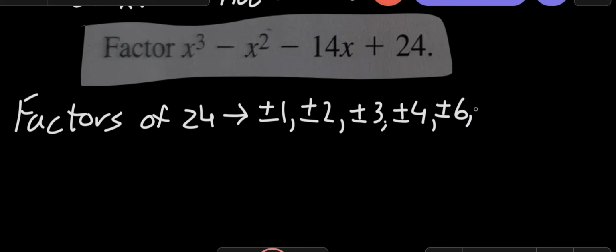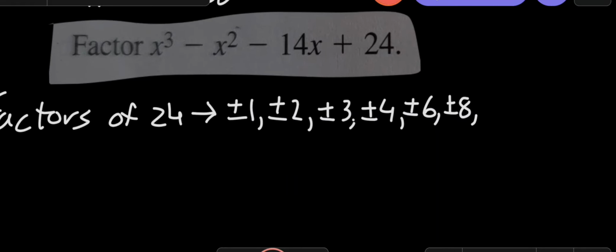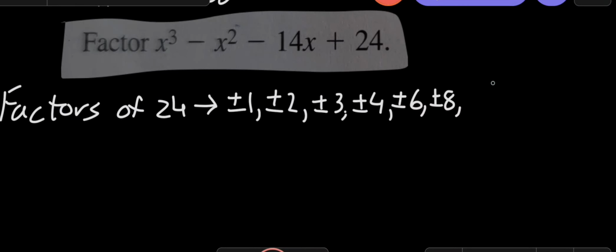7 is not a factor of 24. The next one would be 8. And then we have 12, because 9, 10, and 11 are not factors of 24. So we have 12. And now that we've reached the halfway mark, the next one is 24 itself. Got it? Understand? Yep. Now, we also have to make note of the factors of the leading coefficient. However, the leading coefficient is just 1, so we don't need to worry about that.